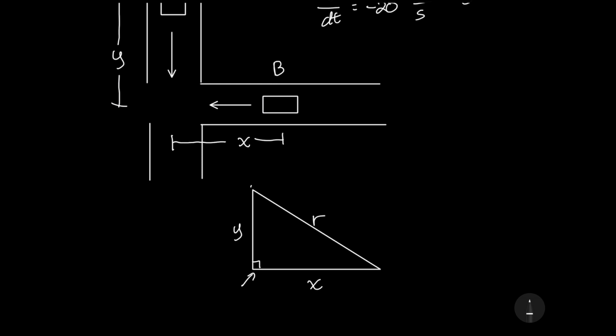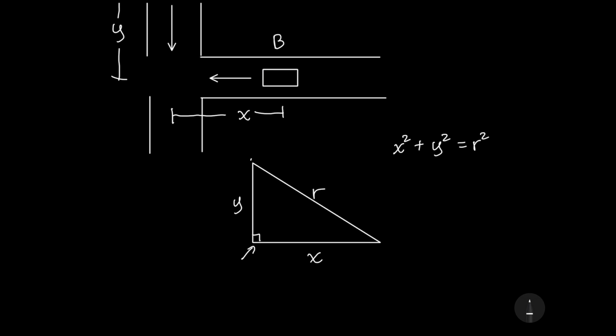So now we're ready to go ahead and write an equation. So let's go ahead and write an equation for this. So we're going to use the Pythagorean theorem. So what that means is that x squared plus y squared is going to equal r squared, right? And now let's go ahead and differentiate both sides with respect to t.